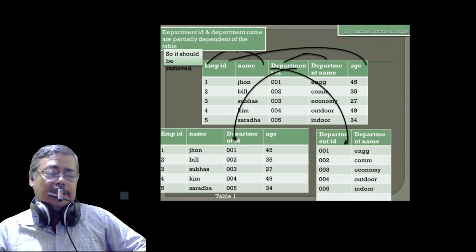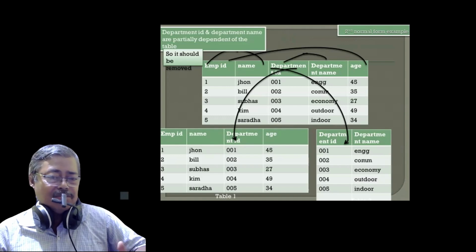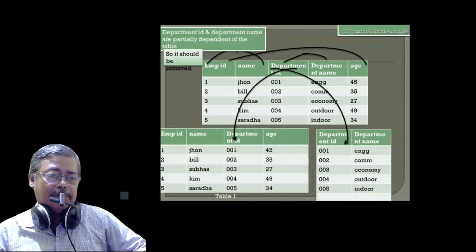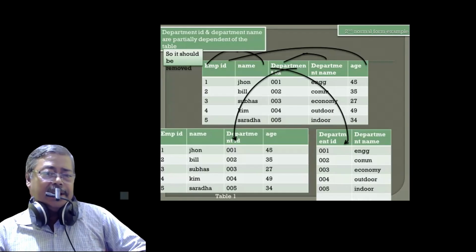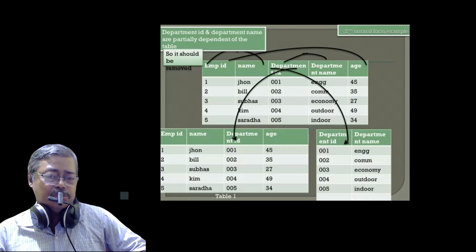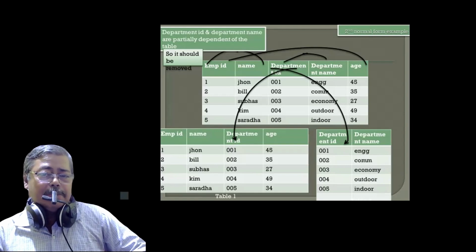And now we are coming to the third normal form. But before that, first see the example of the second normal form. The table shows employee ID, name, department ID, department name and age. But this table shows two items, department ID and department name, which are dependent on each other. So there are two dependencies. One dependency is employee ID on department ID. Another dependency is department ID with department name.